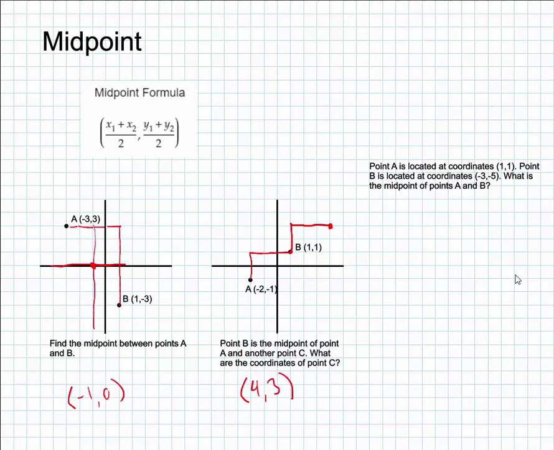Point A is located at coordinates (1, 1). Point B is located at coordinates (-3, -5). What is the midpoint of points A and B? Here, since we don't have this graphed, let's actually use the midpoint formula.